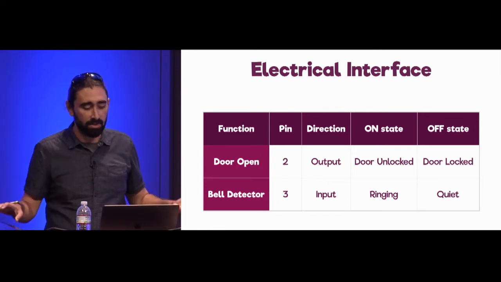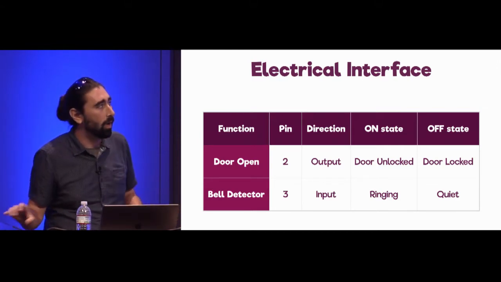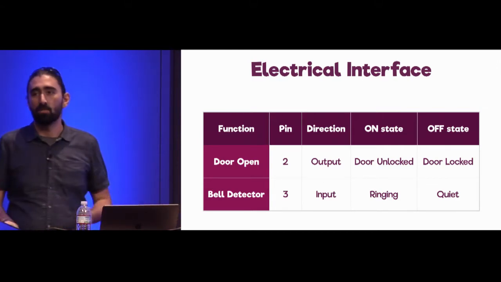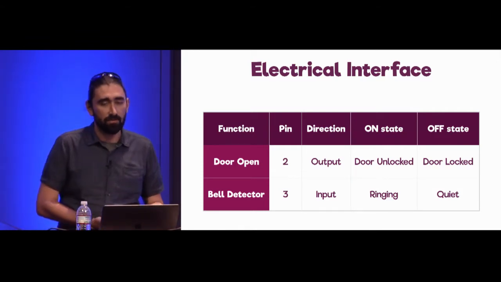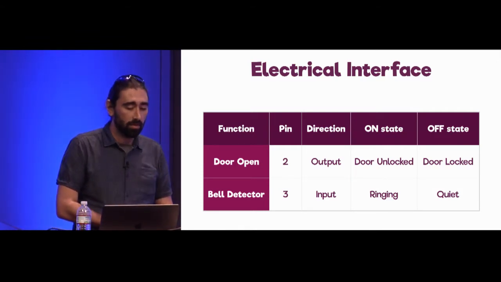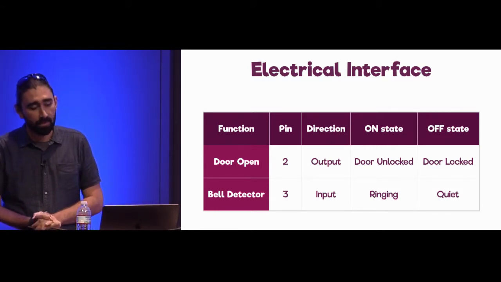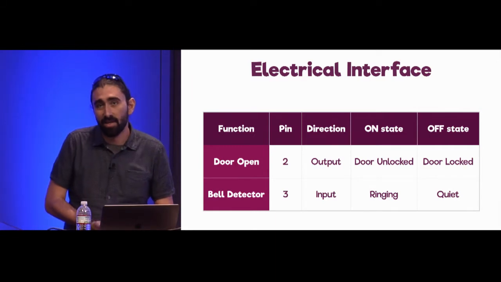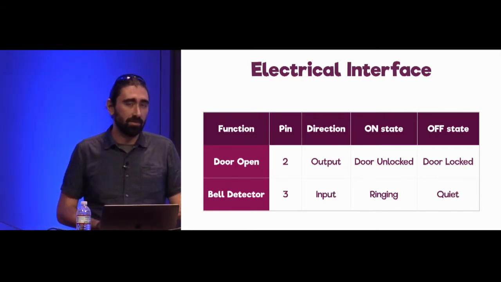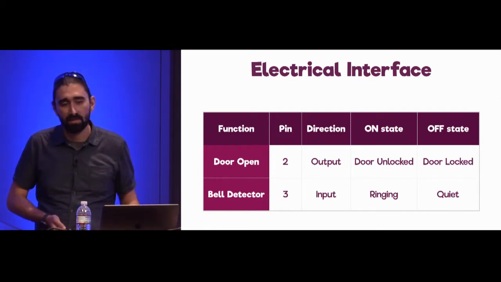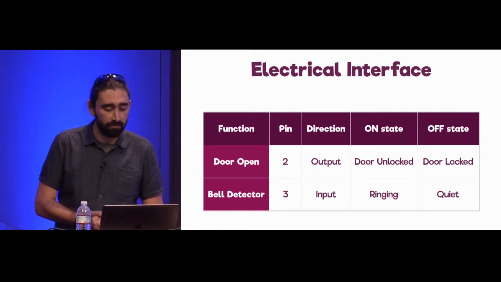The first step that I started with was laying out what I actually needed to interface with on the electrical side. So for each function that I want to control, I'm going to need to allocate a GPIO pin. It's going to need to be either an input or an output. And then for each of those functions, what does it mean for that function to be on? What does it mean for it to be off?